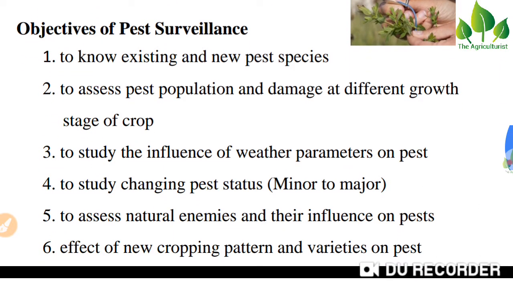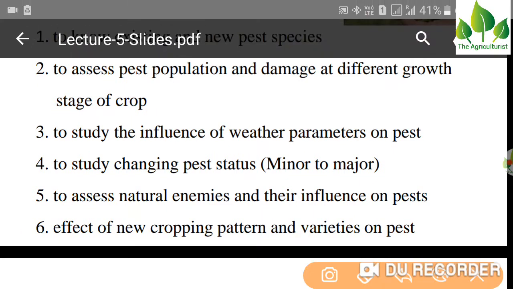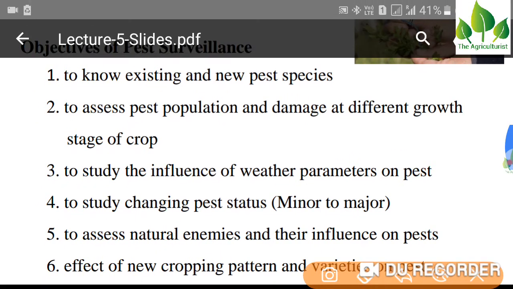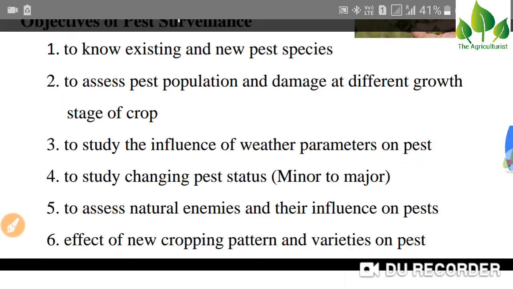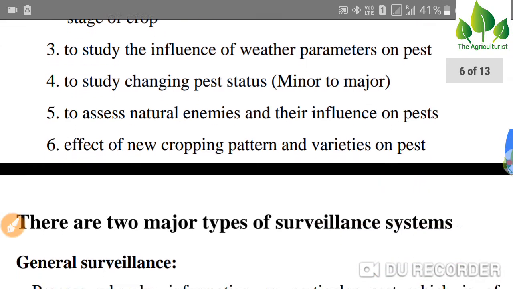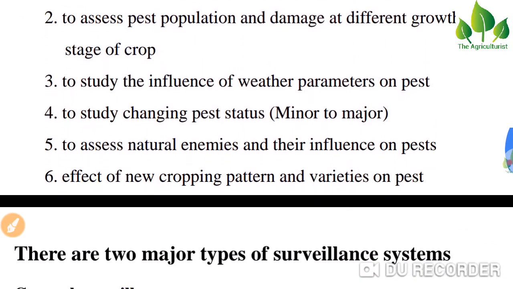So what are the objectives of pest surveillance? There are some different objectives. First one is to know existing and new pest species, to assess the pest population and damage at different growth stages of crop, to study the influence of weather parameters on pest species, to study changing pest status like minor to major, to assess natural enemies and their influences on pest, right? And next one is the effect of new cropping patterns and varieties on pest. So these are some objectives of pest surveillance.